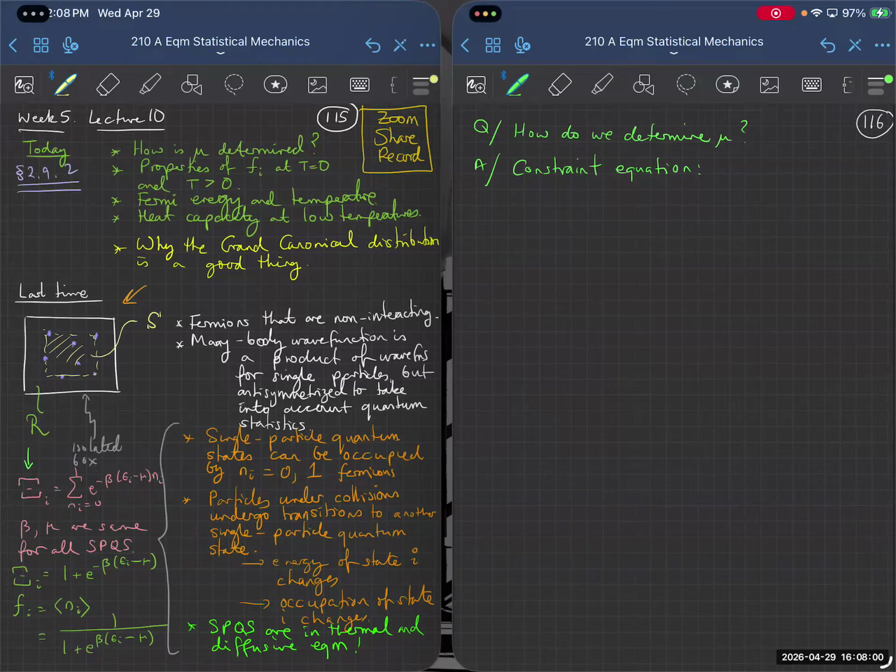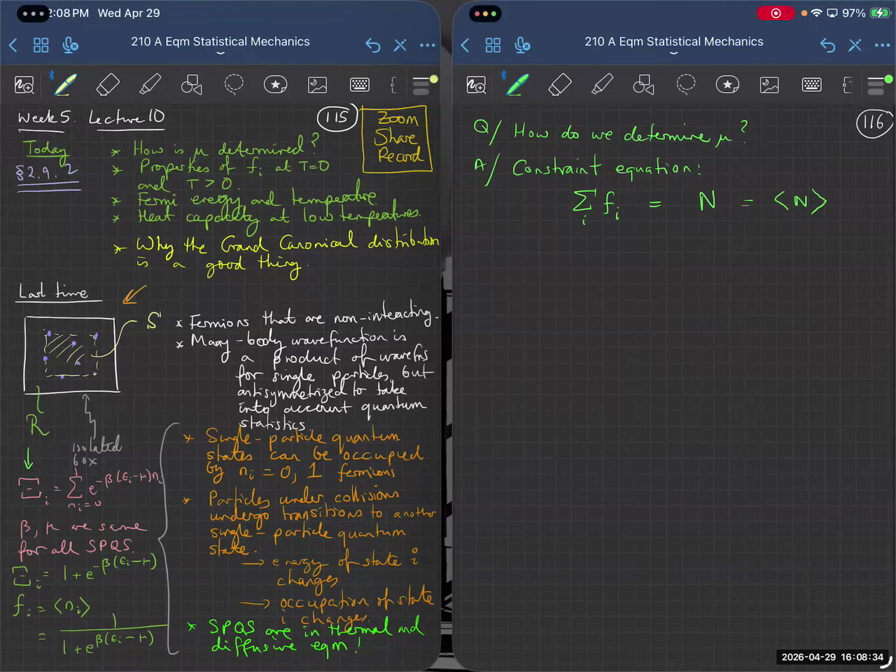And that constraint equation says, if I know the average occupation number of any single particle quantum state, Fi, then if I add up the occupation for all the single particle quantum states, I have to get the total number of particles in the system. And so that's what N is. But when we're in the grand canonical distribution, N is not a constant, it's something that is fluctuating. So when I write down N, what I'm really thinking of is the expected value of N. So that's the constraint equation.